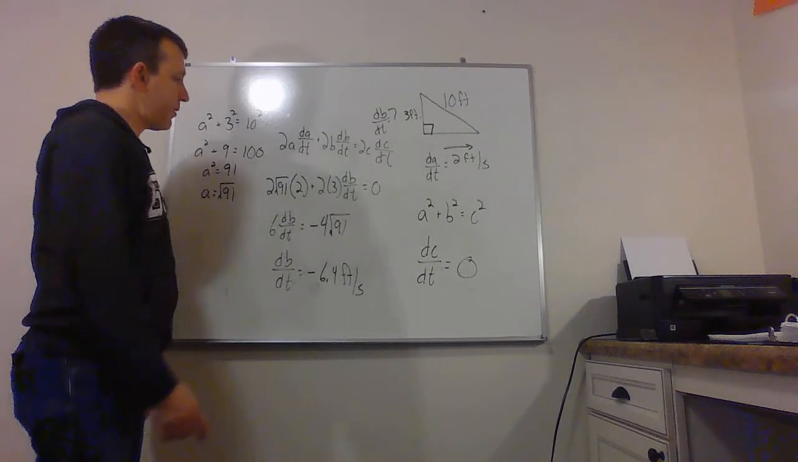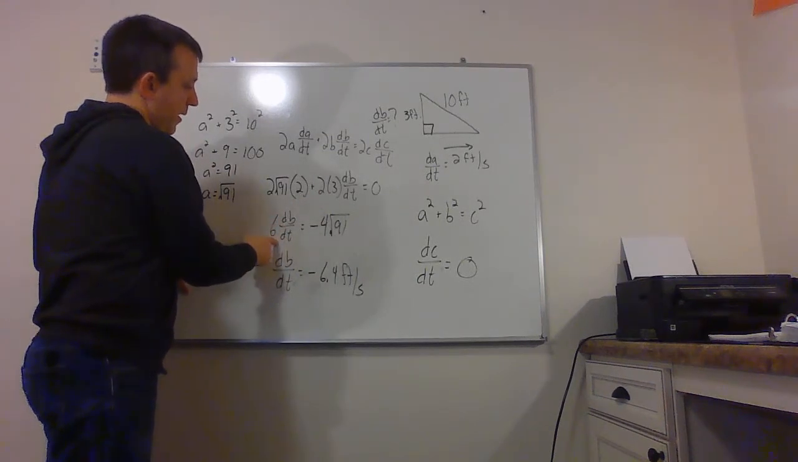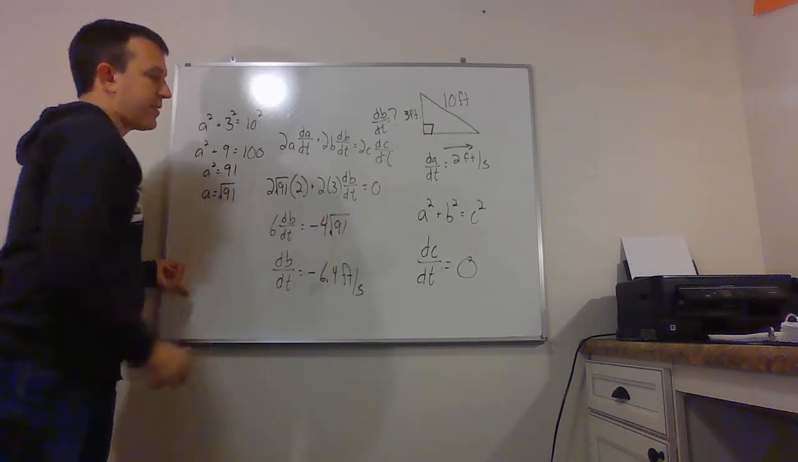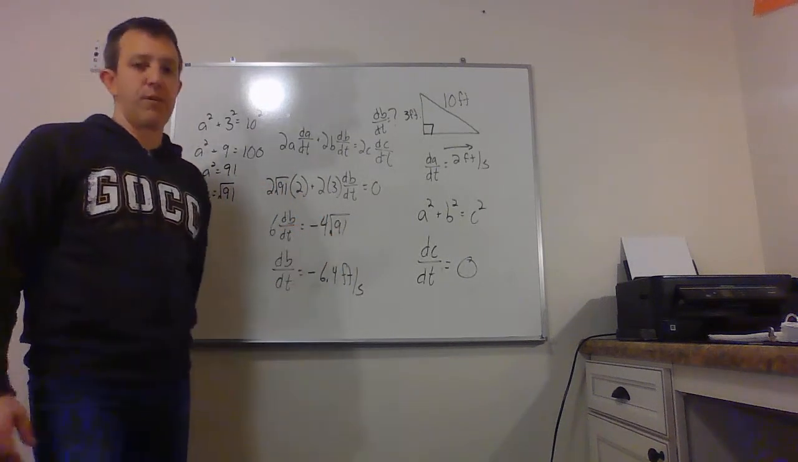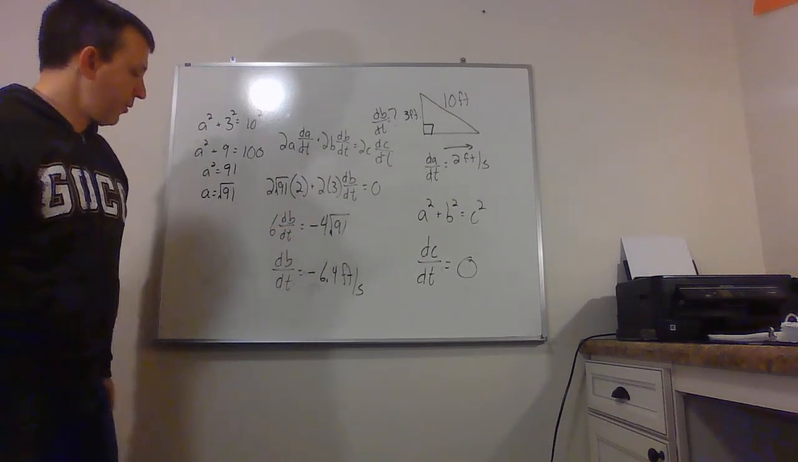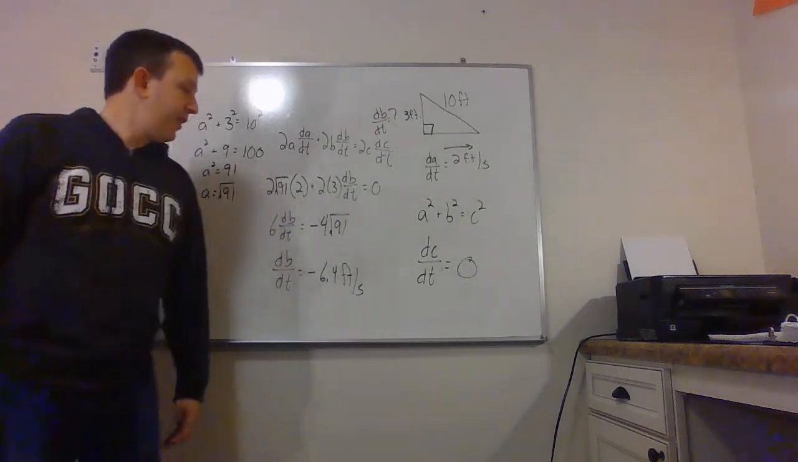So then I cleaned it up a little bit. 2 times 3 is 6, so I have 6 dB/dt, and then I did 2 times 2 to get 4, and I subtracted it and brought it to the other side. It's negative, so it's equal to negative 4 square root of 91. Divide both sides by 6 and throw it in your calculator, and you get dB/dt is equal to negative 6.4 feet per second.